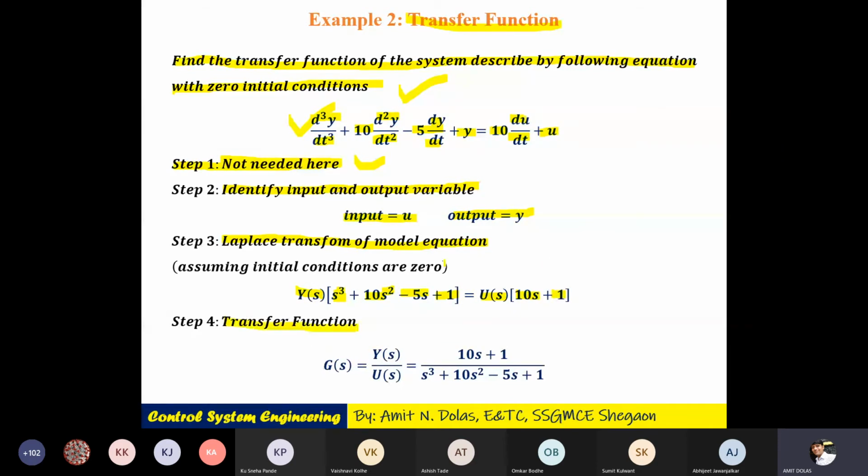And taking a transfer function, as we have output to input, so it will be Y of s upon U of s. So G of s will be Y of s upon U of s. So of course, changing the sides, you'll get 10s plus 1 divided by s cube plus 10s square minus 5s plus 1. This is the complete transfer function of the given system.